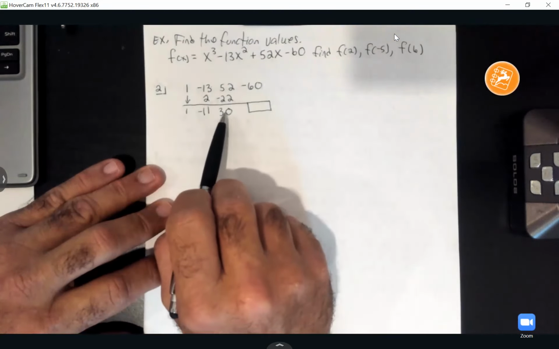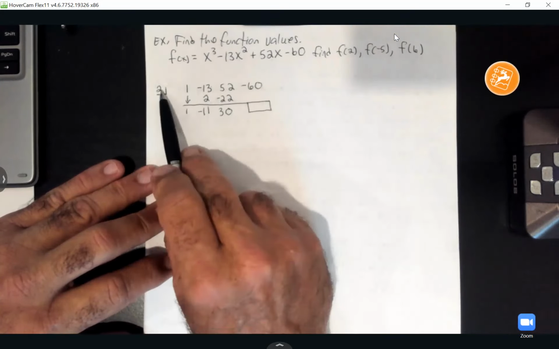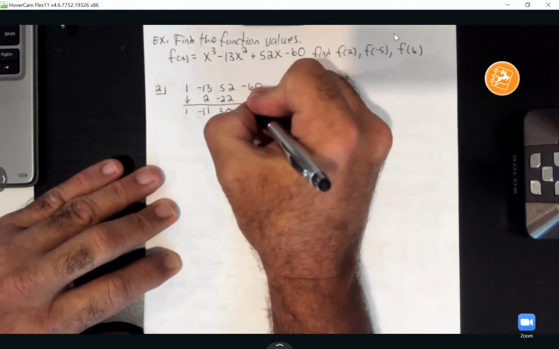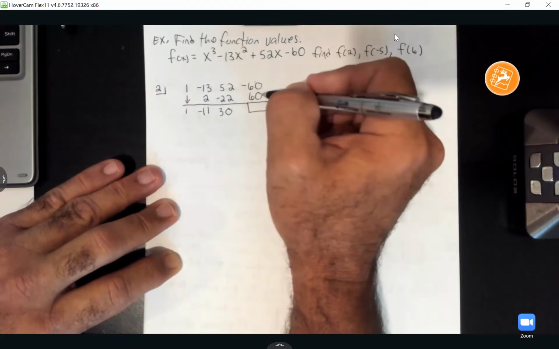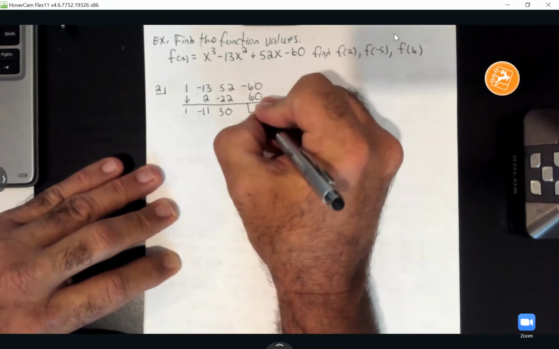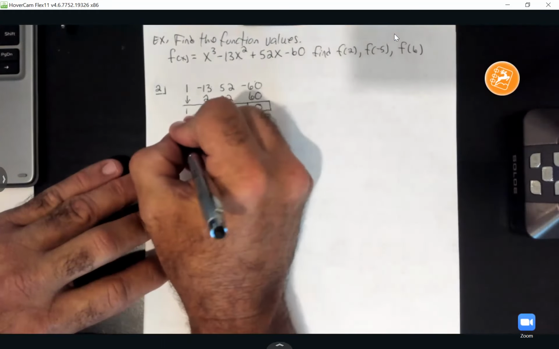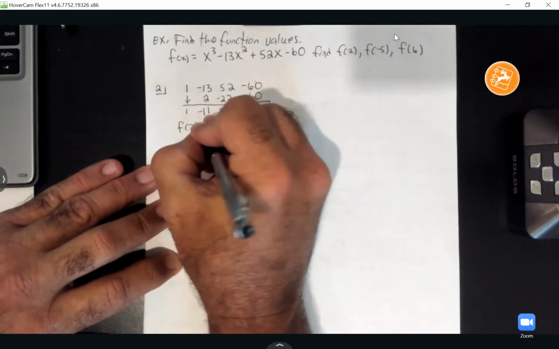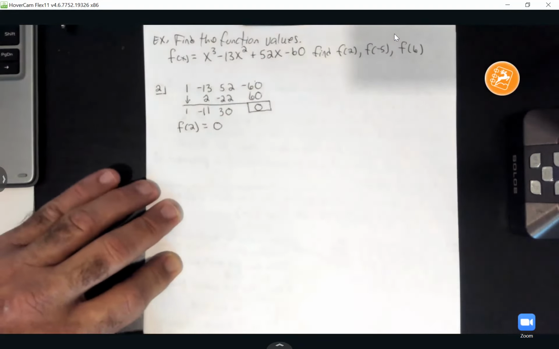All right, I got a number below the line, so I got to get this last column. So 30 times 2 is a positive 60. And y'all look at that. Negative 60, positive 60, give me a 0 remainder. But that means f of 2 for this function equals 0.